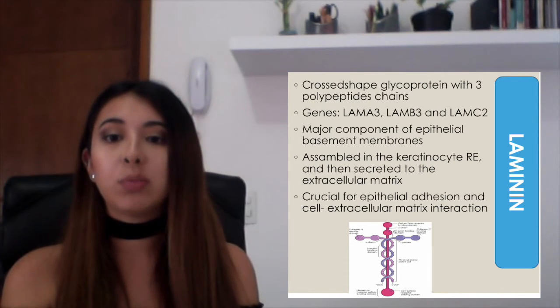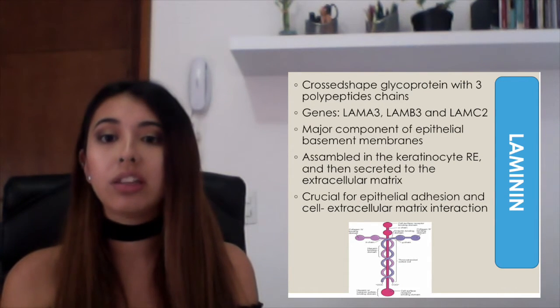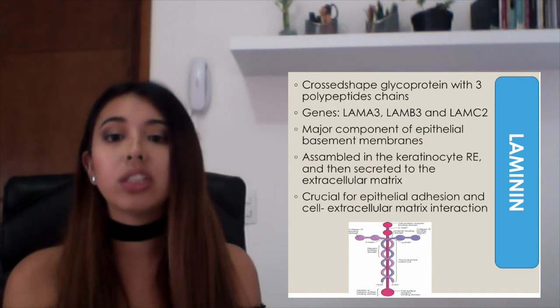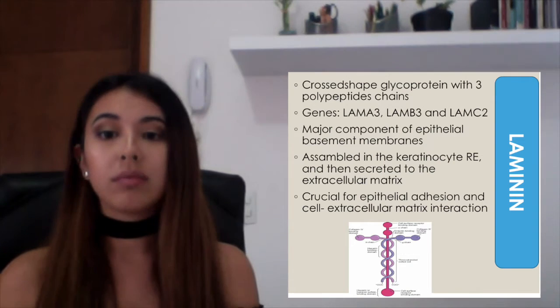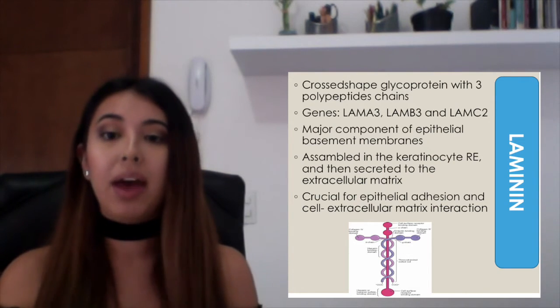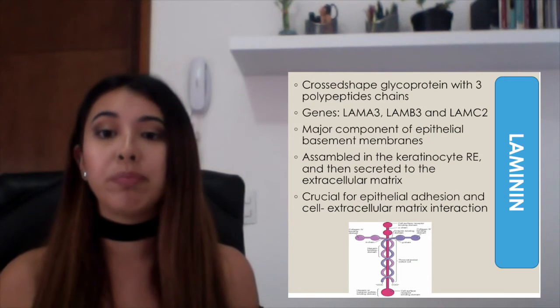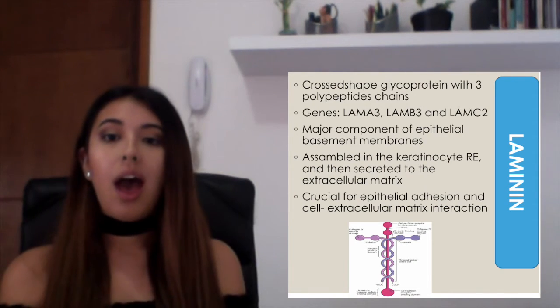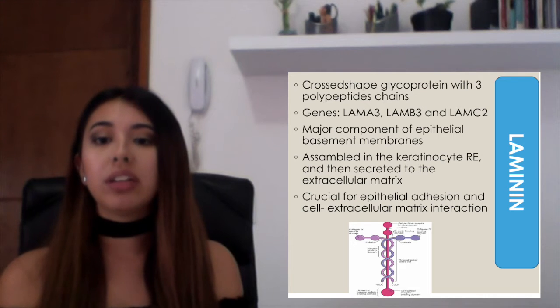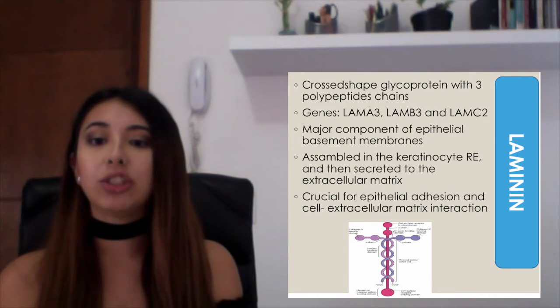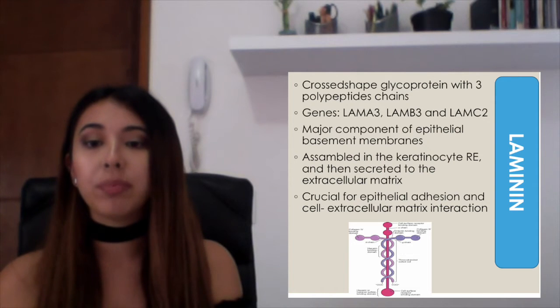The C-terminus part of the alpha-3 chain in the laminin has different binding sites for integrin receptors in the epithelial cell. This allows it to interact with the cell. As for the N-terminus of the gamma and the beta chains, they connect to type 4 collagen and other basement membrane laminins. As a whole, laminin is really important for epithelial adhesion, and it's also involved in cell to extracellular matrix interactions.